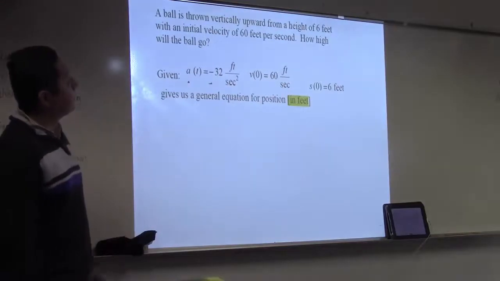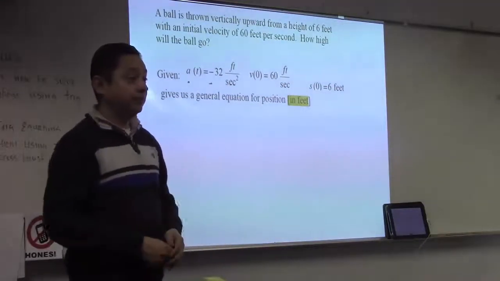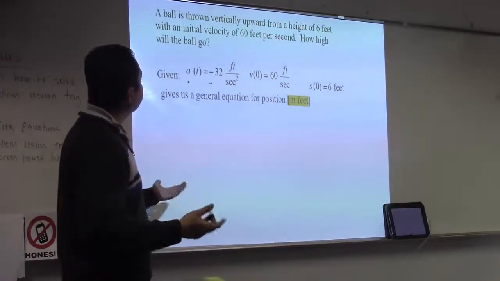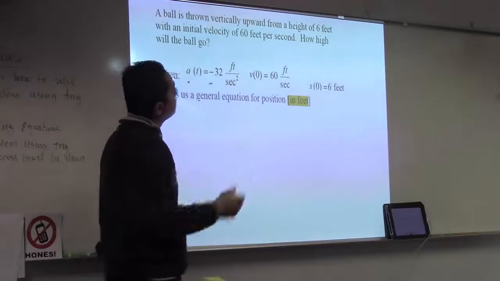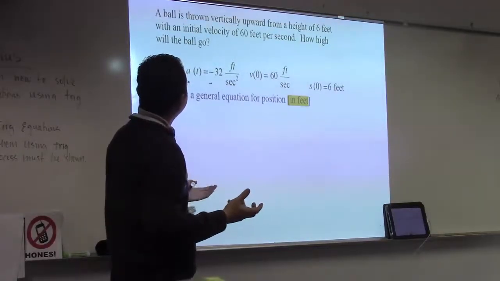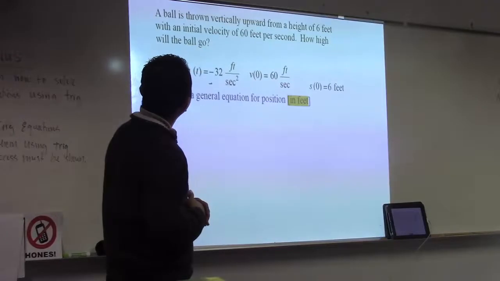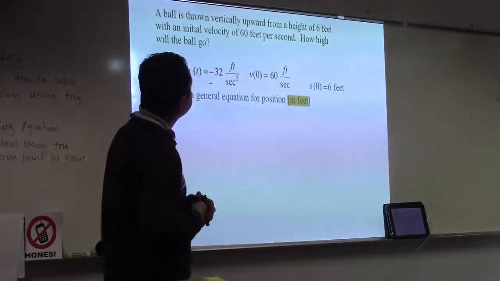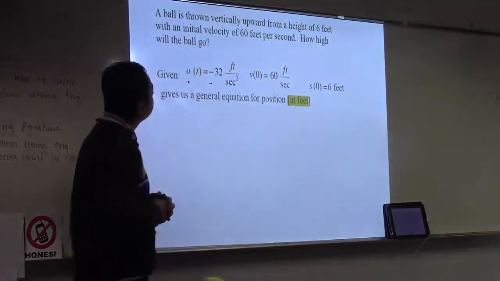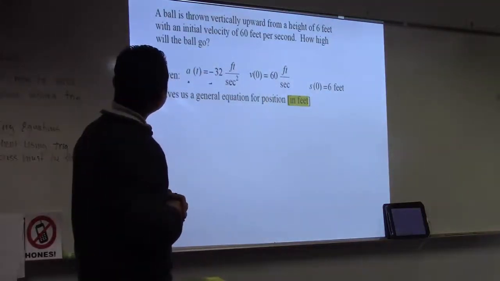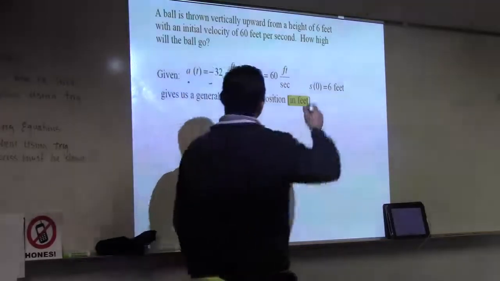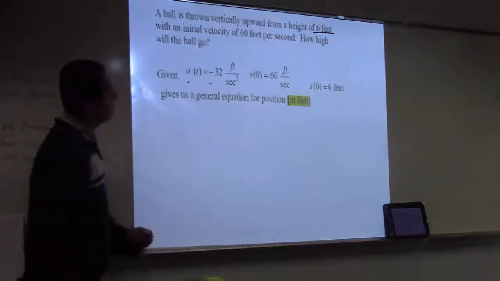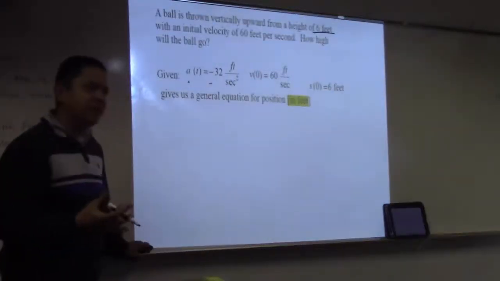All right, so now we're going to apply this concept to a PVA problem, position, velocity, acceleration. In this scenario, we have a person throwing a ball upward from a height of 6 feet with an initial velocity of 60 feet per second. And the question is, how high is the ball going to go? Can somebody give me some idea of what's happening here? Because they say, you know, from a height of 6 feet.